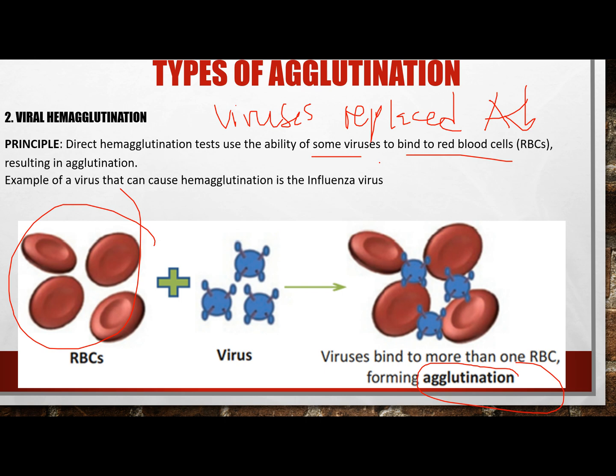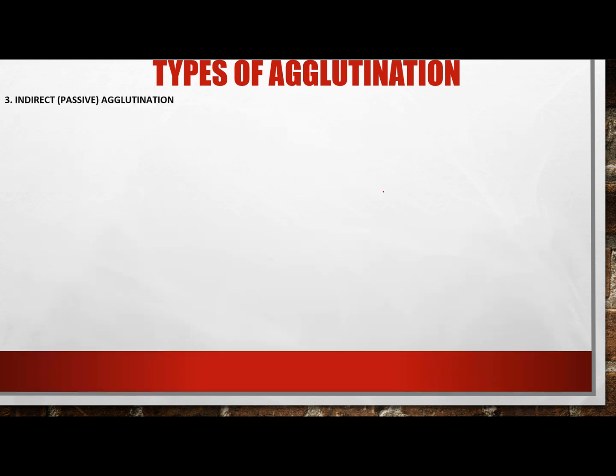An example of a virus that can cause hemagglutination, class, please take note, is the influenza virus. Then let's go to the third one, class, the indirect or the passive agglutination.